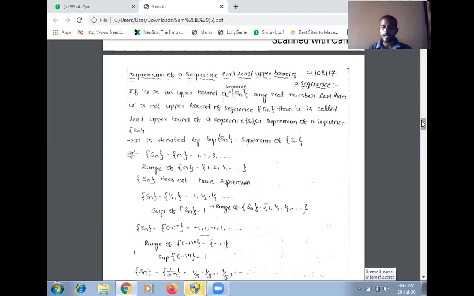So that's why the supremum of Sn equal to what here? The supremum of Sn equal to 1.